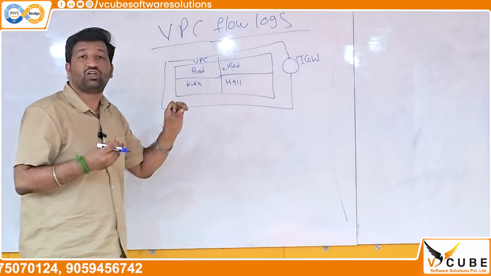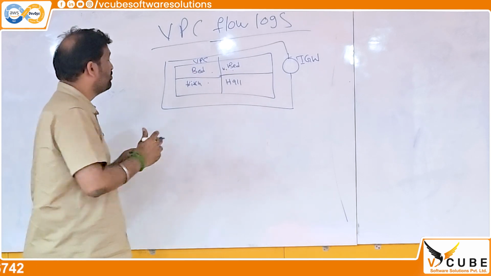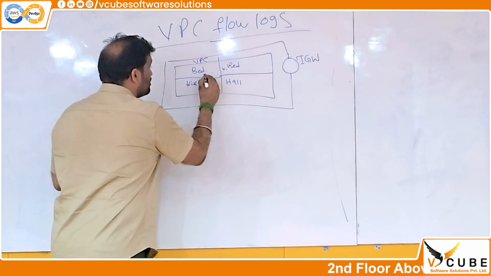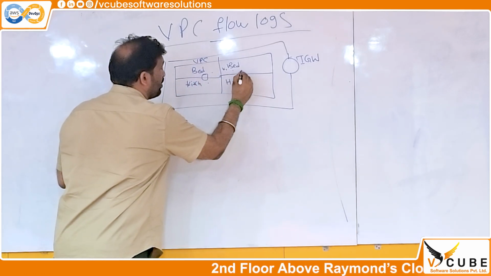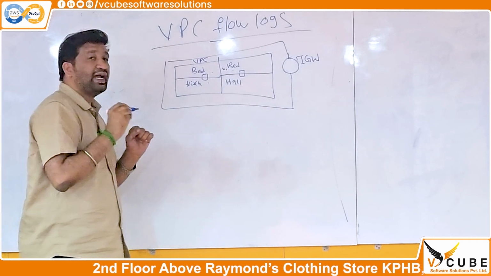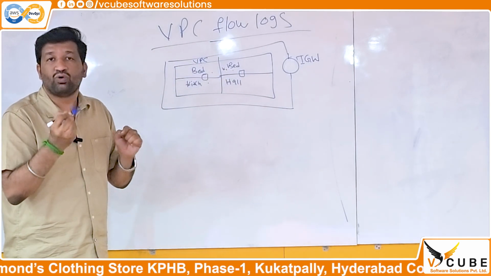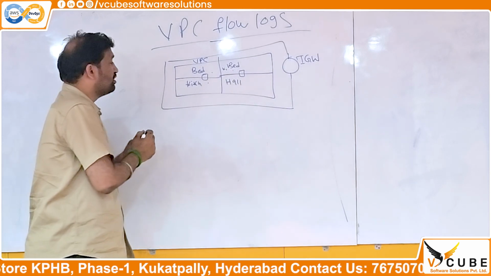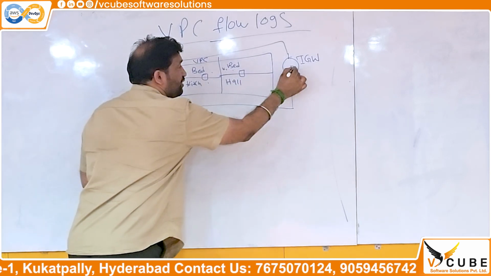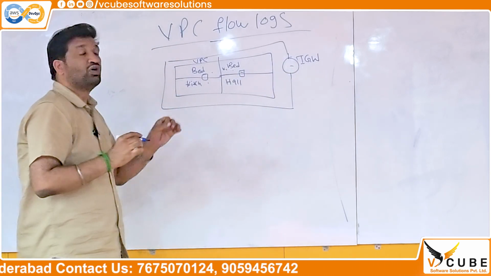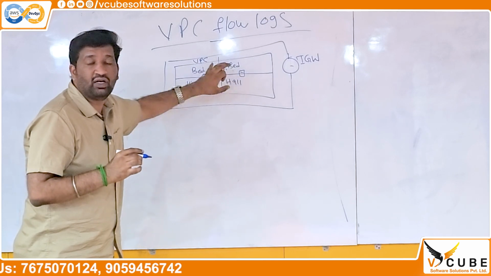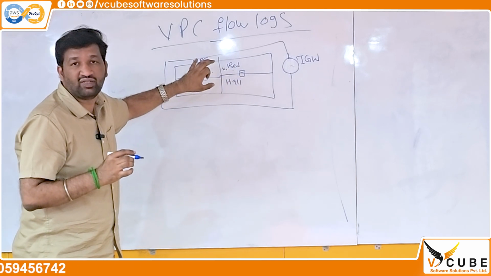Every subnet should be associated with a route table. So what is a route table? This is one route table, this is another route table. Every route table should be associated with a subnet. Now this is the internet gateway, this is the subnet. So I have one public subnet and three private subnets.